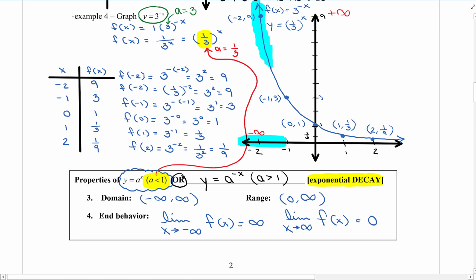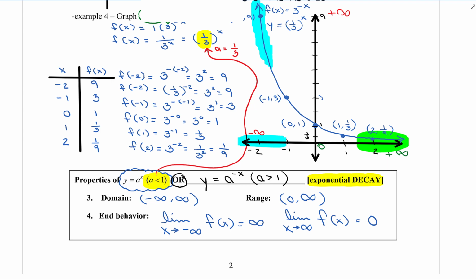And as for the limit as x approaches positive infinity of f of x, that's going to be equal to 0. Since I've already highlighted here in green the right-hand side of the x-axis and the function, you can see that as x goes to infinity, the function is getting closer and closer and closer to 0.